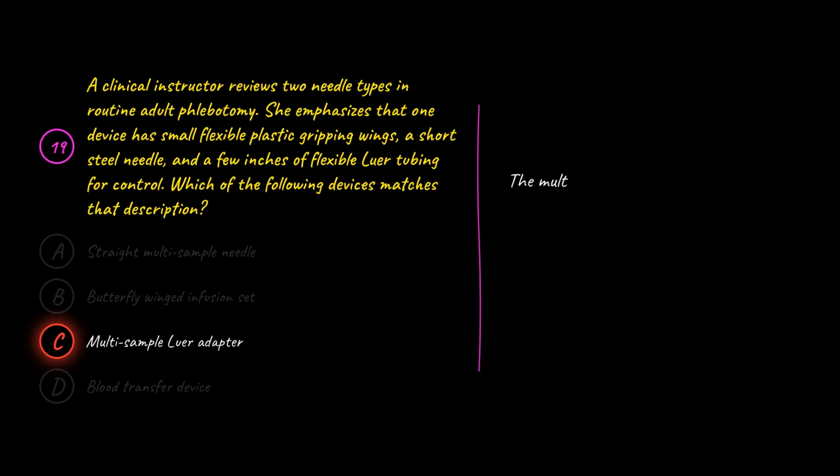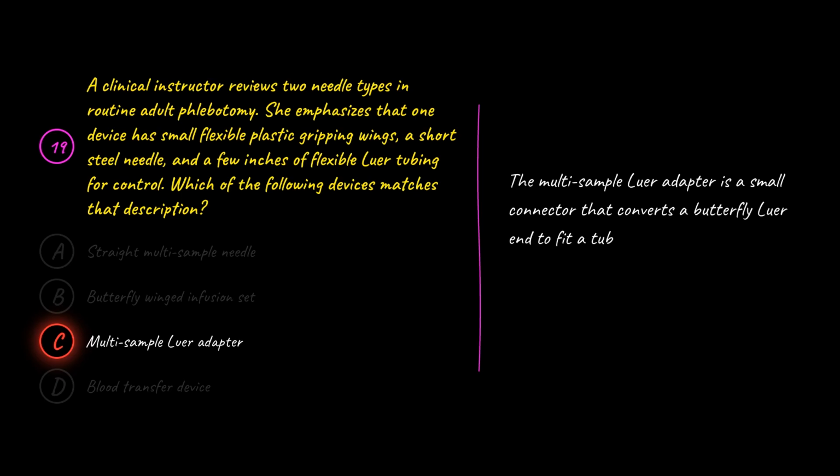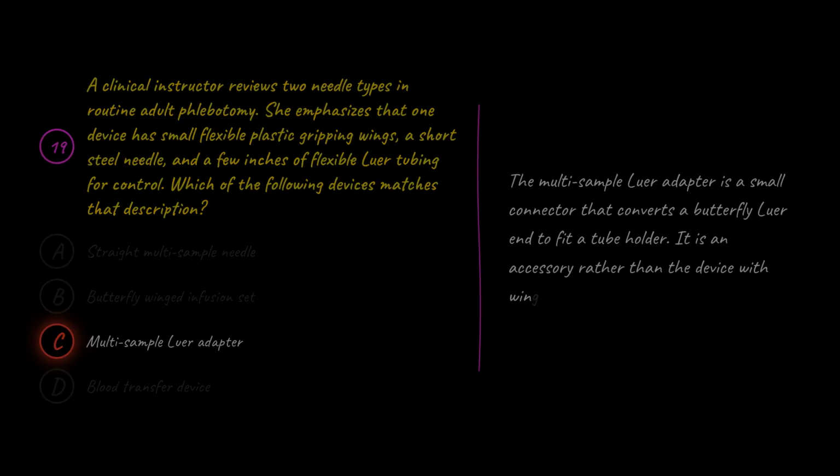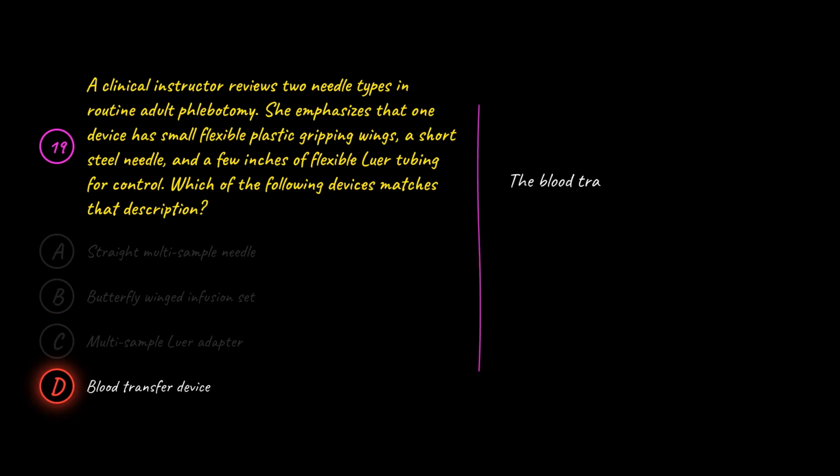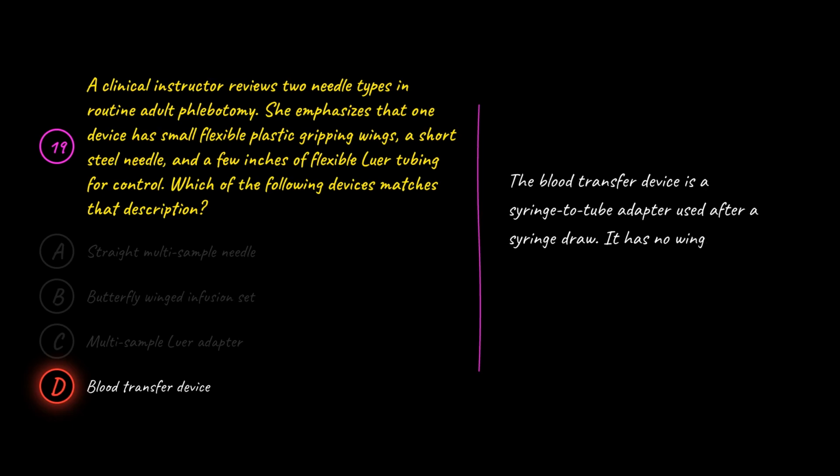C is wrong because the multi-sample Luer adapter is a small connector that converts a butterfly Luer end to fit a tube holder. It is an accessory rather than the device with wings. D is wrong because the blood transfer device is a syringe to tube adapter used after a syringe draw. It has no wings or Luer tubing for venous access during the puncture itself.